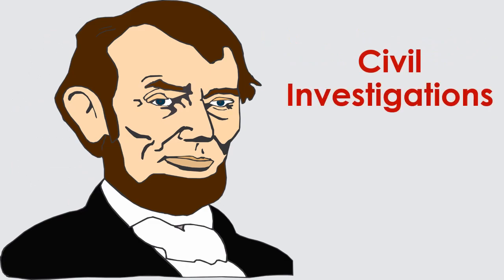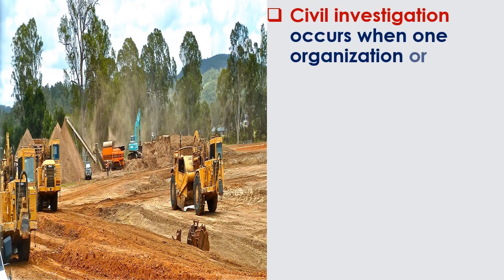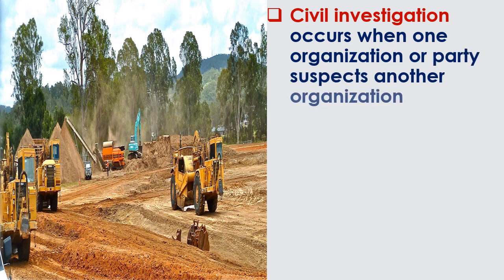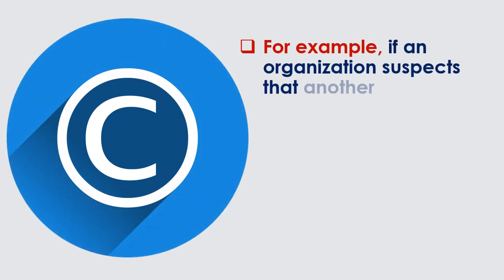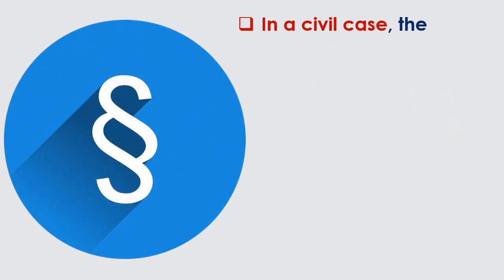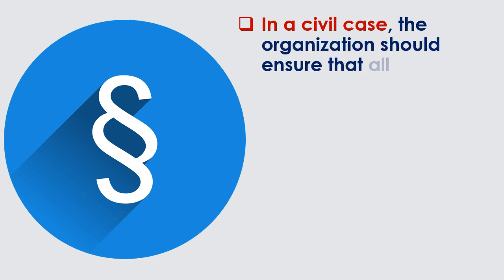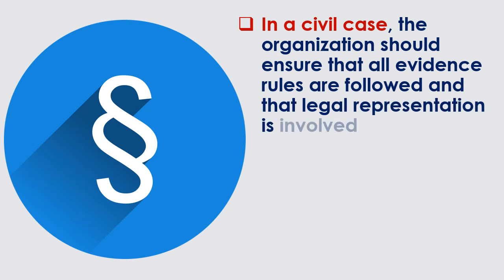Civil investigations. A civil investigation occurs when one organization or party suspects another organization of civil wrongdoing. For example, if an organization suspects that another organization violated a copyright, a civil suit could be filed. In a civil case, the organization should ensure that all evidence rules are followed and that legal representation is involved as part of the investigation.